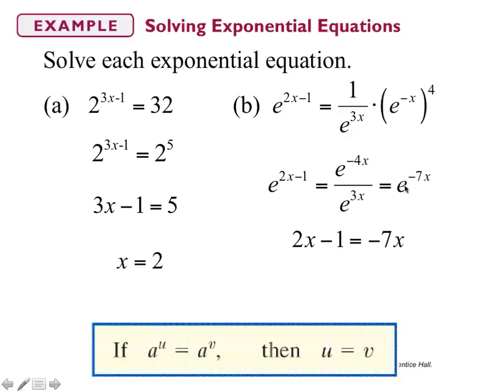And then since we have e's, we just ignore the bases, and we're left with 2x minus 1 equals negative 7x. And we just subtract 2x from both sides, divide by negative 9, and we get x equals 1/9. This one is not so easy to check because the numbers are really nasty, but if you plug it in, it will work.